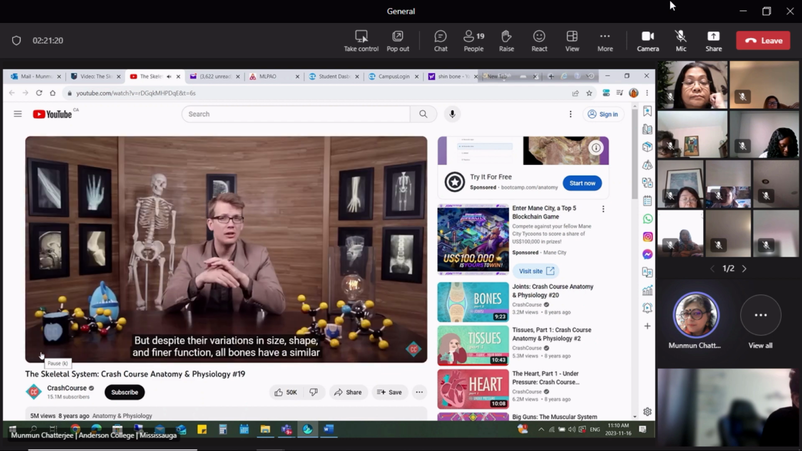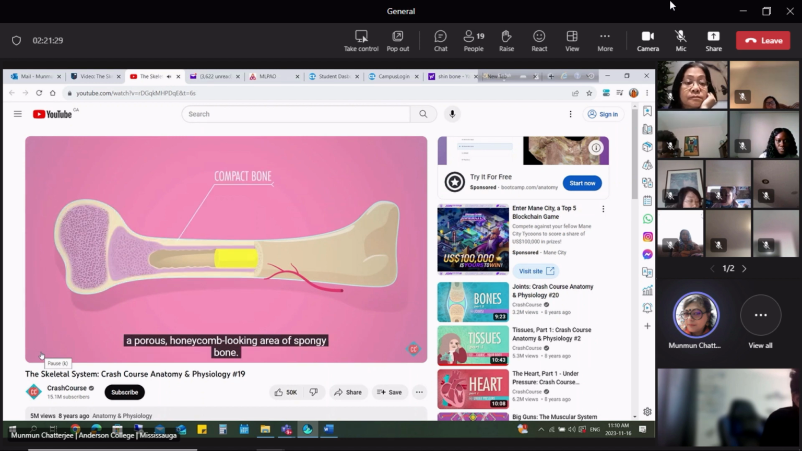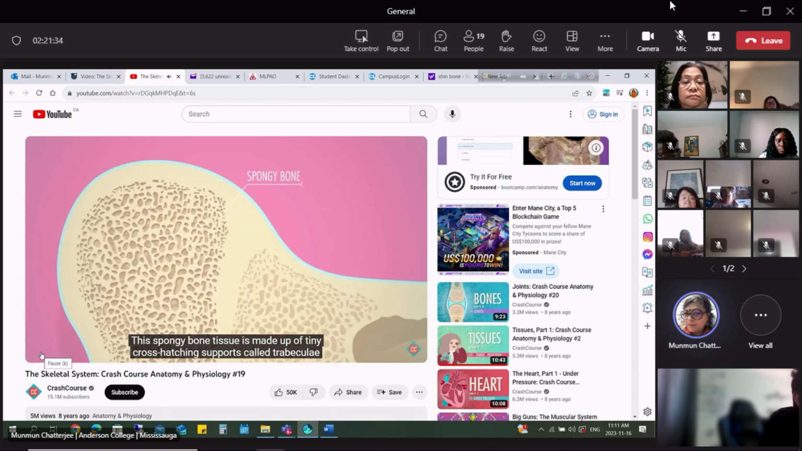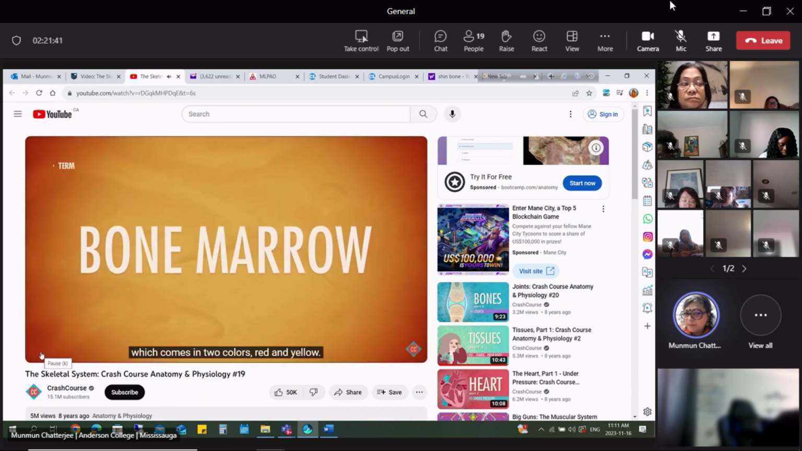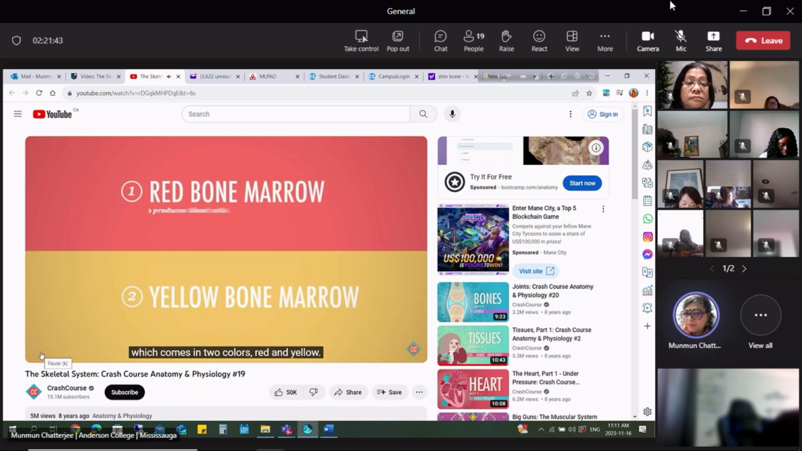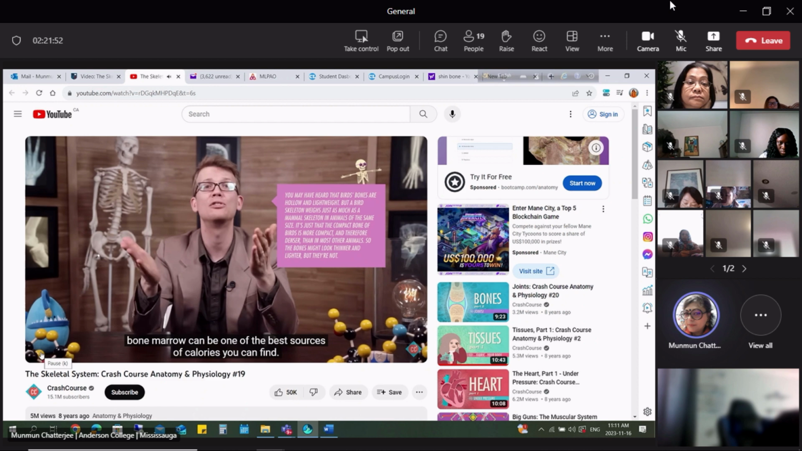But despite their variations in size, shape, and finer function, all bones have a similar internal structure. They all have a dense, smooth-looking external layer of compact or cortical bone around a porous, honeycomb-looking area of spongy bone. This spongy bone tissue is made up of tiny cross-hatching supports called trabeculae that help the bone resist stress, and it's also where you typically find your bone marrow, which comes in two colors, red and yellow. Red marrow is the stuff that makes blood cells, so you should be glad that you have some of that, and yellow marrow stores energy as fat. If you happen to be a predatory animal, yellow bone marrow can be one of the best sources of calories you can find.